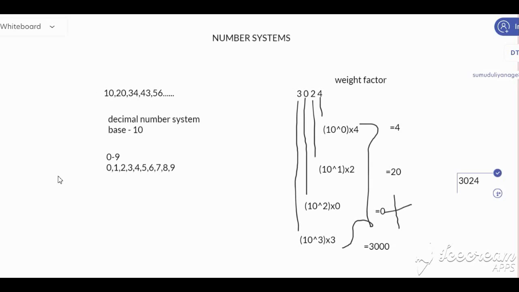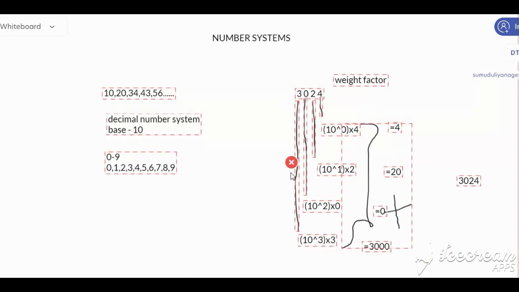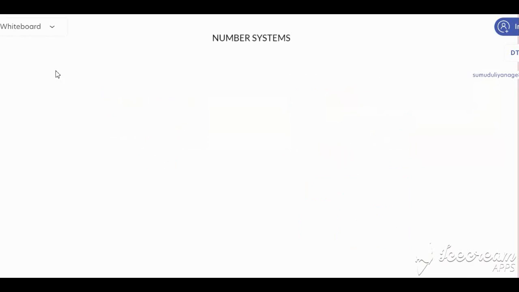We can have any number system, like you can have base 1, base 2, base 3, base 4, base 5, up to infinity you can have number systems. But in our practical reality, we are using this decimal number system. Now we are going to deal with some other number systems we are going to use in future. Like we will take an example. You can have the base 2 number system, right?